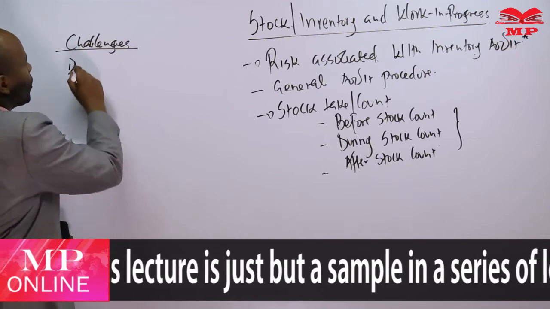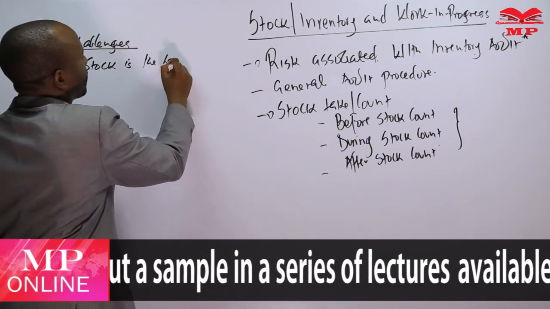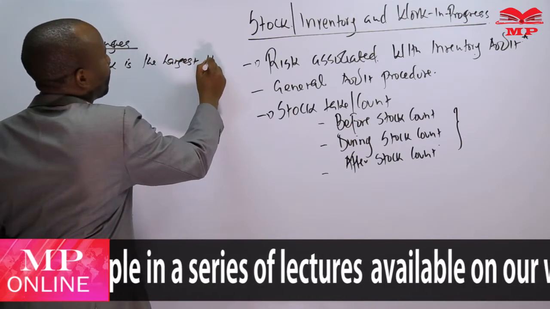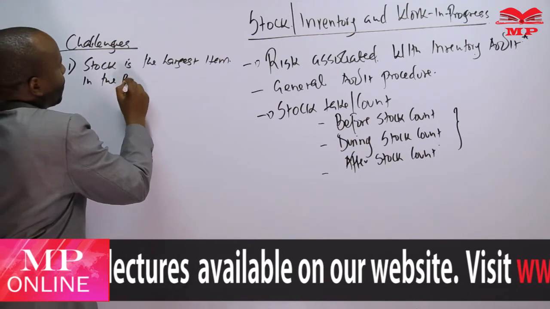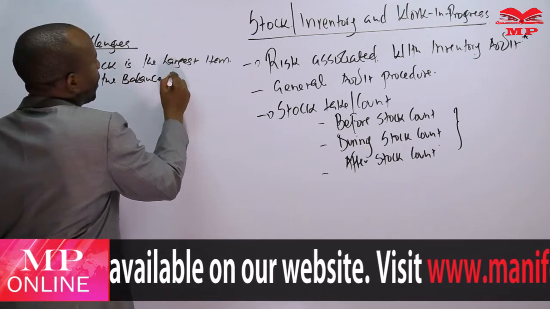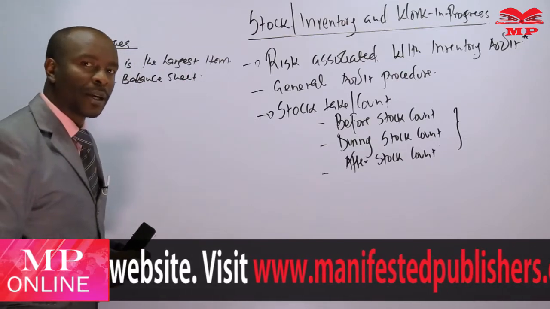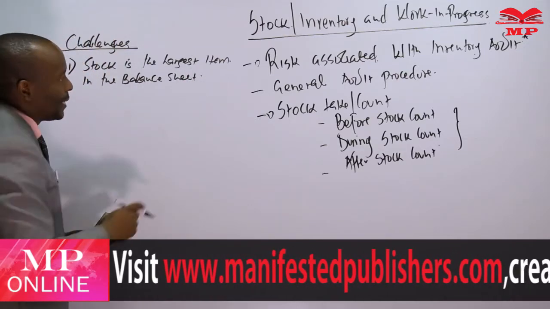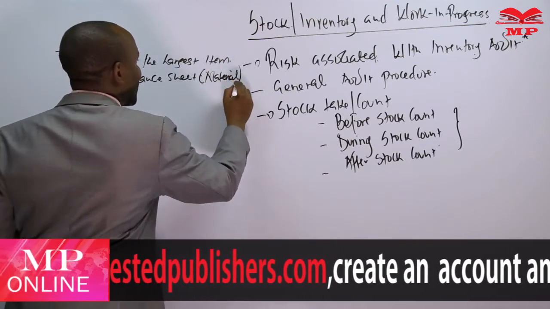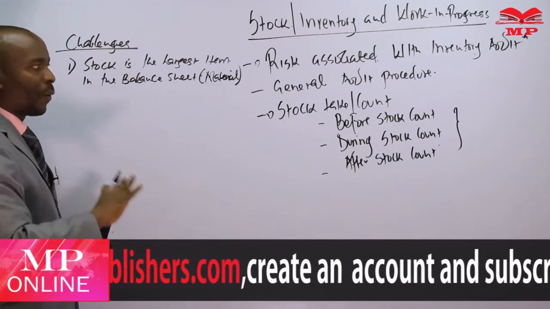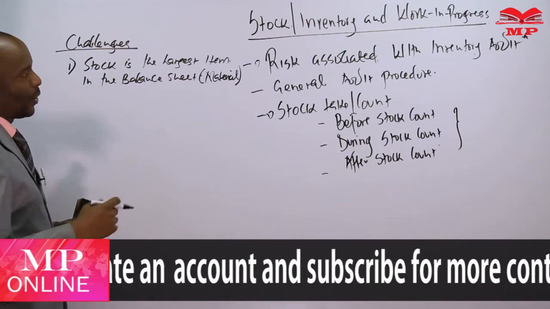Number one, stock is the largest item in the balance sheet. And therefore, if it is one of the largest items in the balance sheet, what does that now mean? It means it is material. And it also means items that are material must be audited. It must be audited whether you like it or not. Stock must be audited. That's one of the challenges, that you must audit it whether you like it or not.